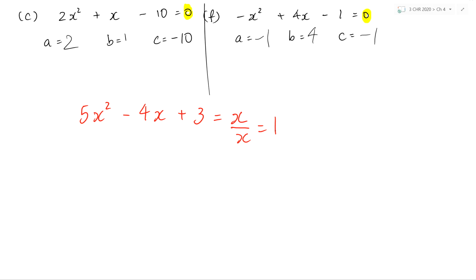So instead, we should minus x. Okay, let us minus x on both sides. We will end up with 5x squared, then what's next? Minus 5x plus 3, and now this is equal to 0. From here, what is the value of A? A is 5, okay.